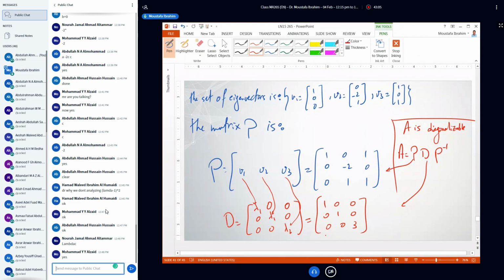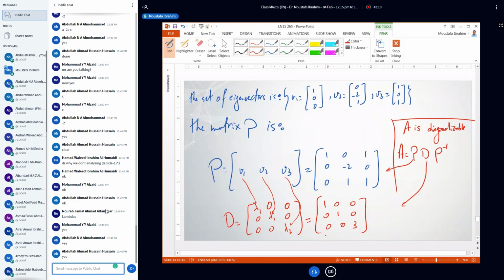Please, guys, is it clear for all of you? We still have an application. Why do we need eigenvalues? Why do we need eigenvectors? Why do we need diagonalization? We have one application. We'll do it right now.